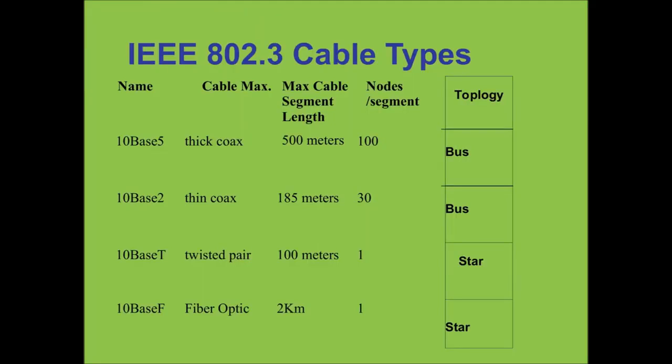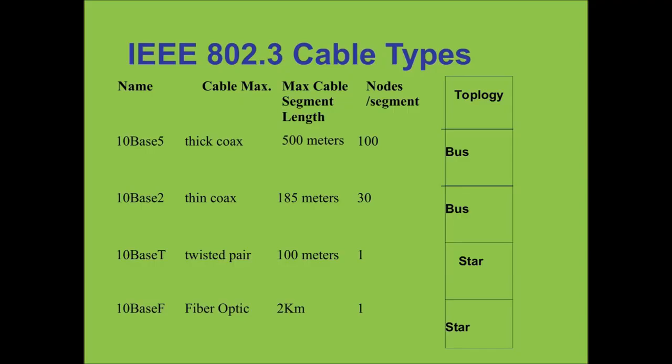IEEE 802.3 cable types. There are different cables we have discussed recently in our previous lecture, previous slide: 10 base 5, 10 base 2, 10 base T, and 10 base F. This is basically a name. Next is cable: thick coaxial cable, thin coaxial cable, twisted pair cable, and fiber optic cable. Maximum cable segment length: 500 meters, 185 meters, 100 meters, and 2 kilometers. Node segment 100, 30, 1, and topology is bus topology, again bus topology, star topology, and star topology. We have just discussed this in our previous slide.